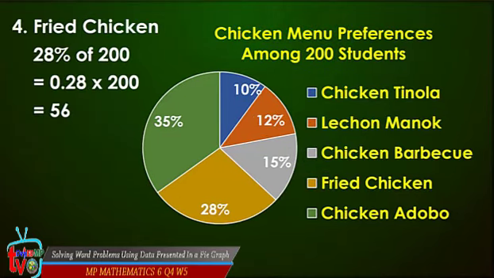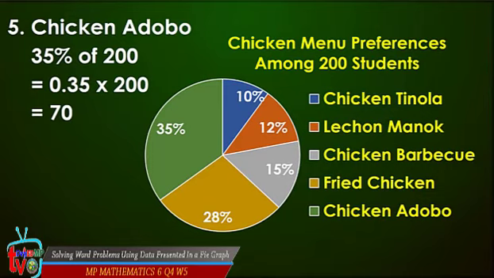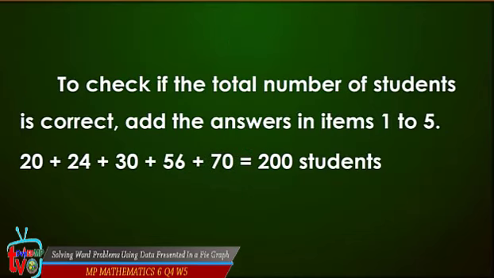Number 4. Fried chicken. 28% of 200 is equal to 28 hundredths times 200 is equal to 56. Number 5. Chicken adobo. 35% of 200 is equal to 35 hundredths times 200 is equal to 70. To check if the total number of students is correct, add the answers in items 1 to 5. 20 plus 24 plus 30 plus 56 plus 70 is equal to 200 students.